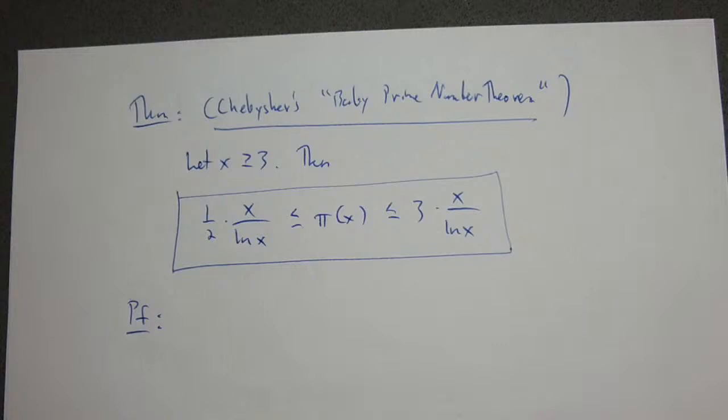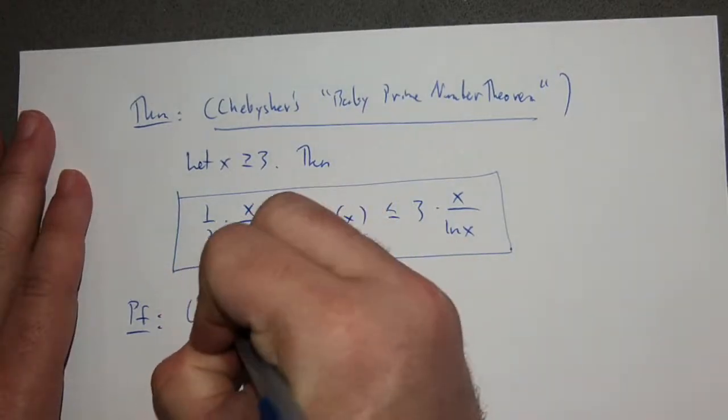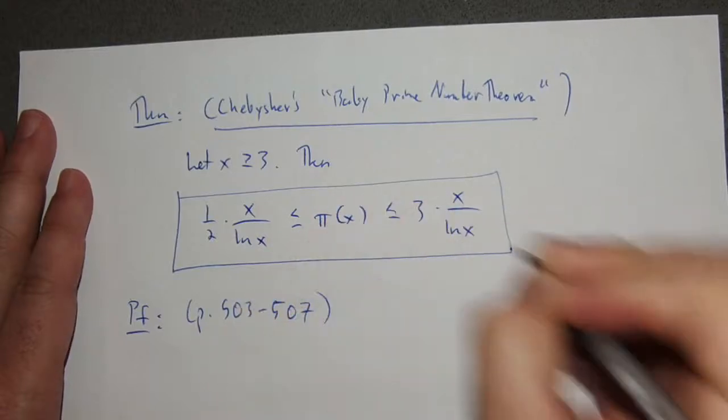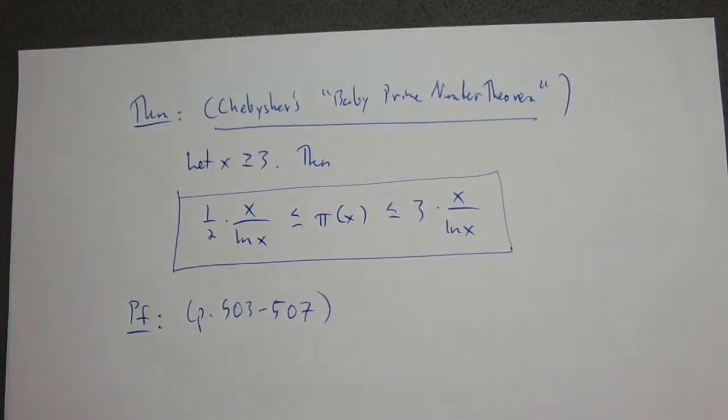It mirrors a lot of the stuff that was done in 5.7. So this is actually proved from 503 to 507 in the textbook. So page 503 to 507 is the proof of this. All right.